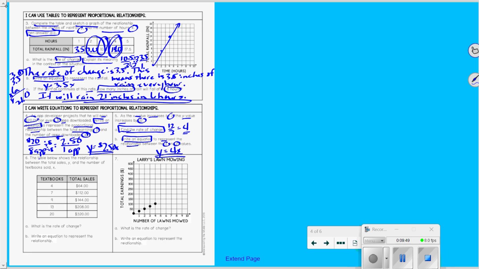The table below shows the relationship between the total sales Y and the number of textbooks sold X. So I now know my Y over X is going to be 64 over 4. When I do that math, it's going to be equal to 16. What is the rate of change? The rate of change is 16. Write an equation to represent the relationship. Y equals 16x.